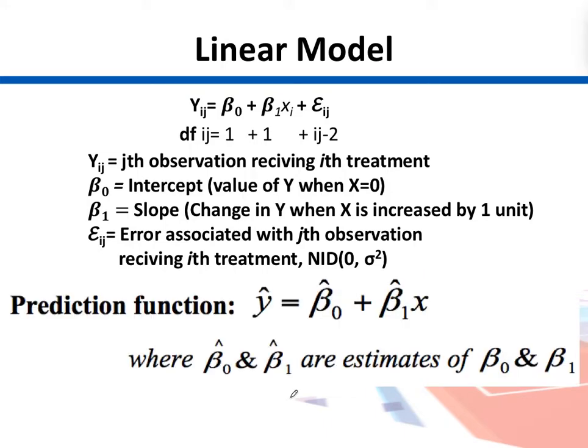The prediction function can be written as y hat. So we can predict y like this: there is a component beta naught, the intercept, and this hat sign means the estimate for that, plus beta 1 hat times x, where beta naught hat and beta 1 hat are estimates of beta naught and beta 1, the intercept and slope.